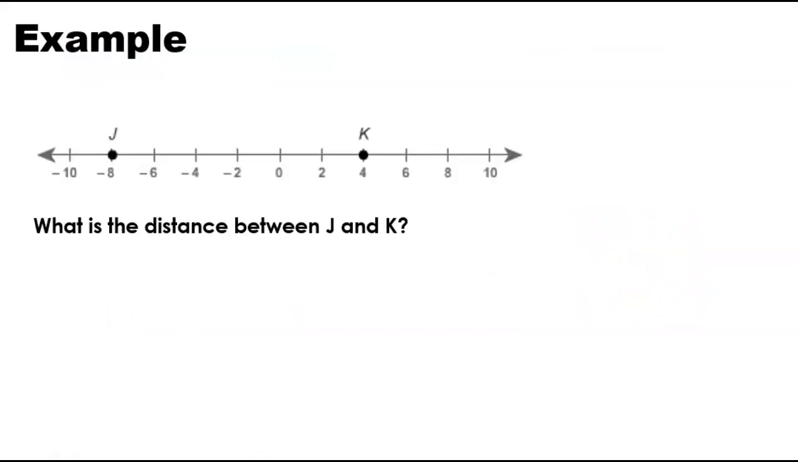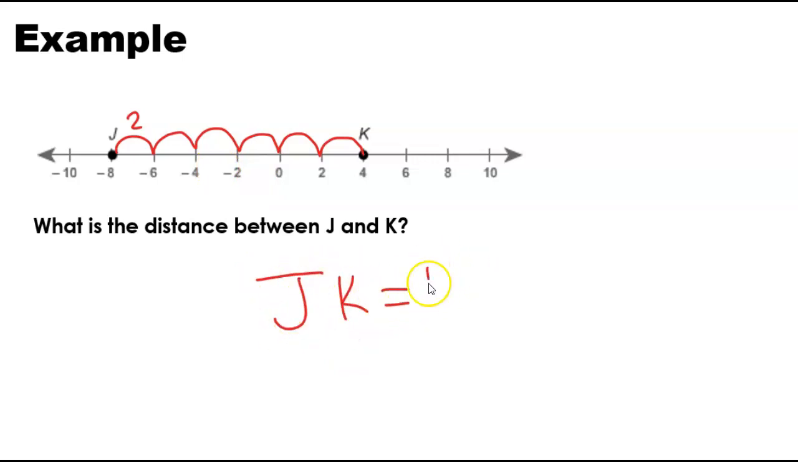Let's do an example here. What's the difference between J and K? Hey, we've got a number line. Let's use it, right? But before I just go counting the distance between J and K, I need to pay close attention to how much the number line is going by. These are not going by 1, they're going by 2. Okay, so it'd be 2, 4, 6, 8, 10, 12. So the length of JK, or the distance JK, is 12.